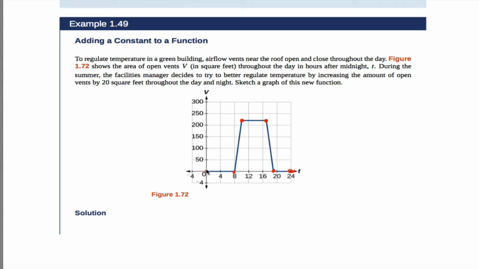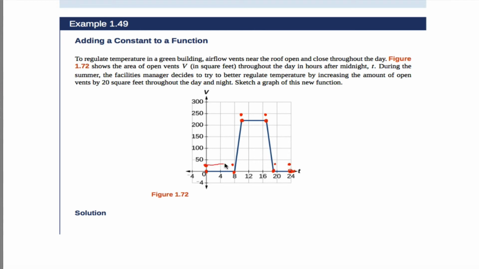So this y coordinate is currently 0. Let's add 20 to it. 0 plus 20 is 20. This y coordinate is also 0. Add 20 to it. 0 plus 20 is 20. This y coordinate appears to be about 220. So if I add 20 to it, I get up to 240. This y coordinate is also 220. Add 20, you get to 240. These two y coordinates are both 0. So when I add 20 to them, I get 20.